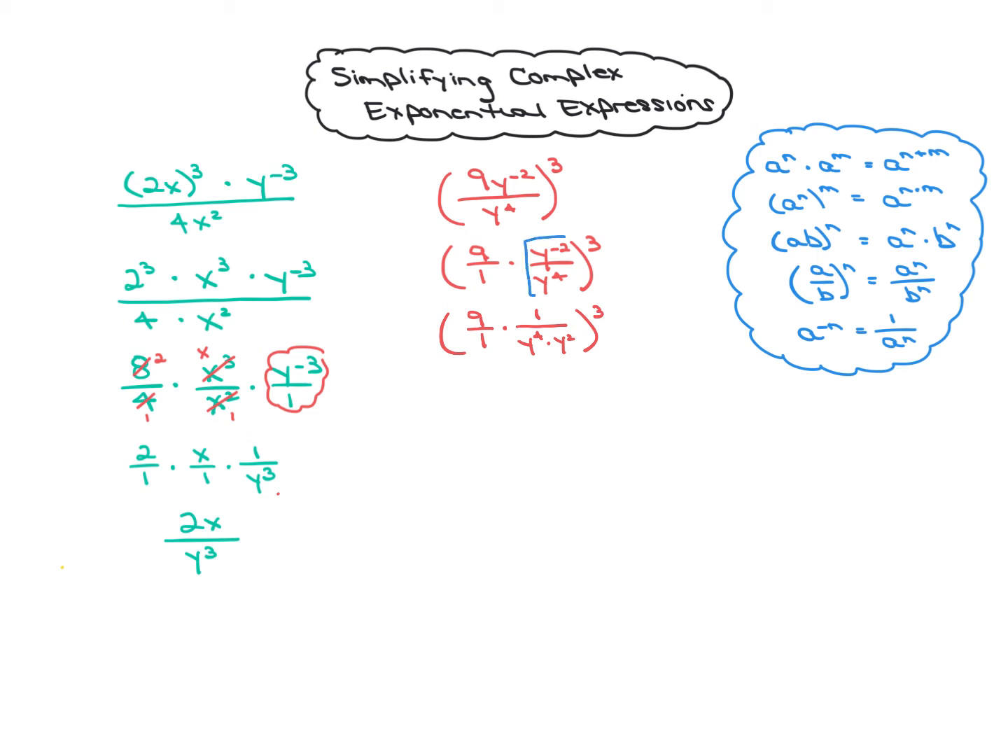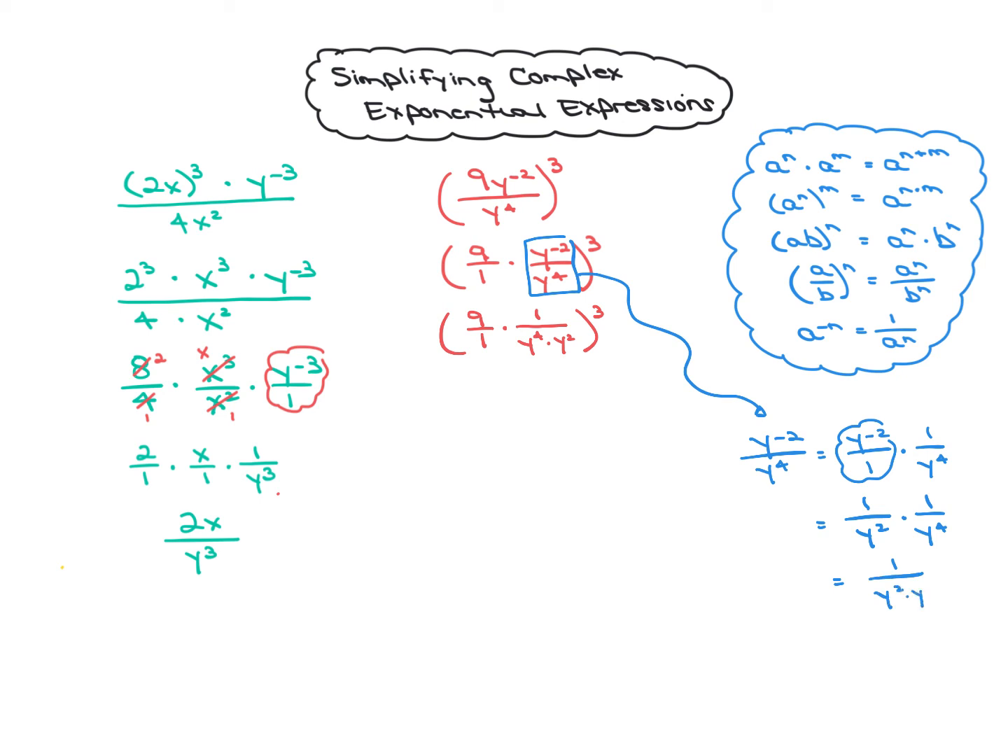Let's take a little break and look at this more closely. Another way of thinking about this is as two fractions that are being multiplied together. y to the negative 2 over 1 times 1 over y to the 4th. This is the same as the reciprocal with the positive exponent, and then we can multiply them back together. That's where this came from. Again, multiplication, we can do it in any order.